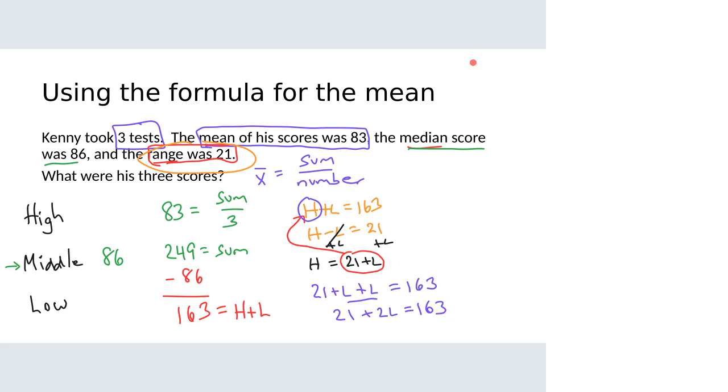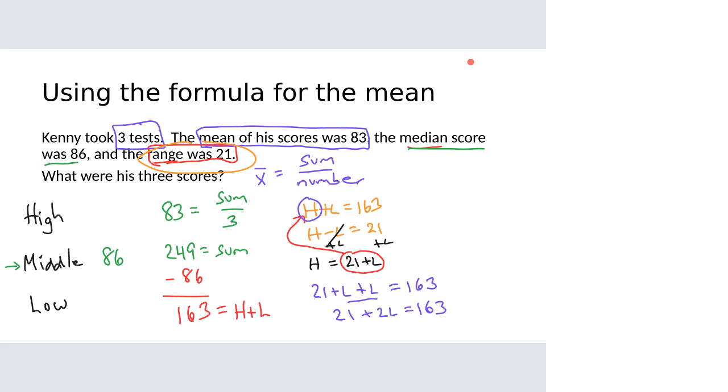Now I want to get L by itself. A little bit of algebra here. We're going to have to do some review. I'm trying to get L by itself, so I need the term with L by itself. As I look at this side of the equation, I want to peel that onion from the outside in. The first thing I want to do is get rid of that 21. What step do I do to get rid of that 21?